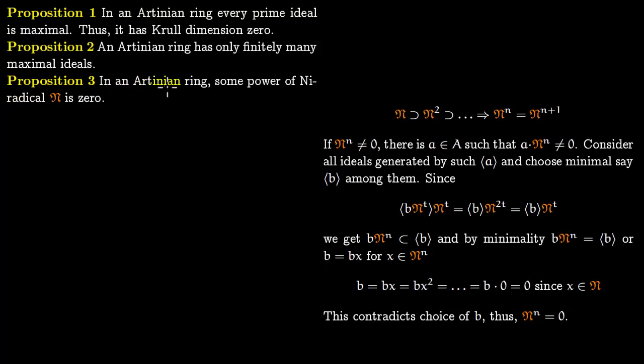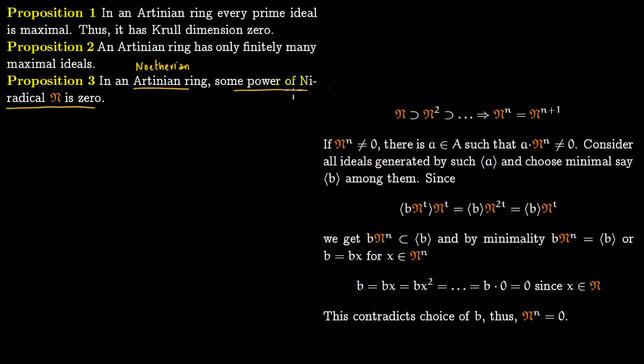So proposition 3 is: in an Artinian ring, some power of the nil radical is 0. And this is also true for a Noetherian ring, which we have shown before. Since we are working in an Artinian ring, you can consider this descending chain of ideals. The nil radical N contains N squared and so on, and eventually this will stabilize because we are working in an Artinian ring. So N to the power n is equal to N to the power n plus 1, for some large n.